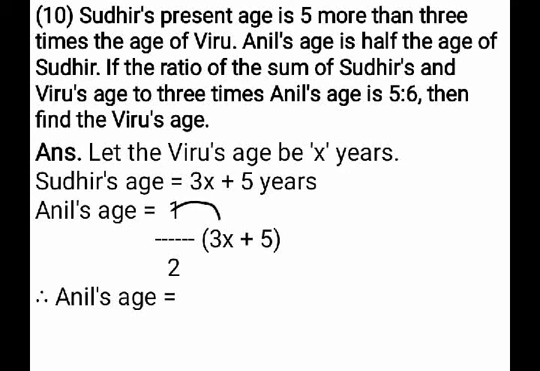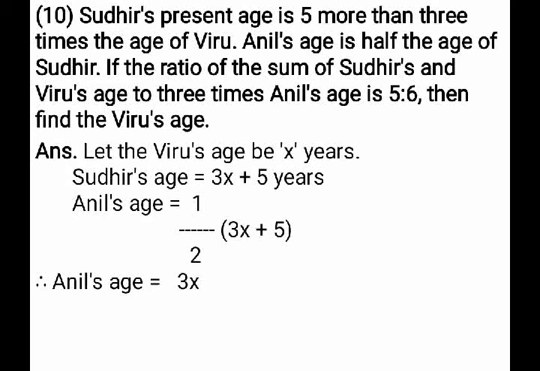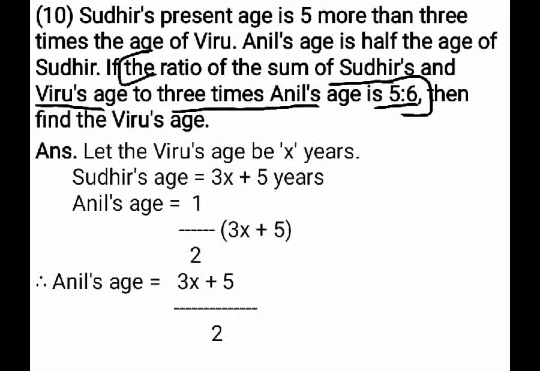1 into 3x is 3x, plus 1 into 5 is 5. That is, on numerator is (3x + 5) upon 2. So, this is Anil's age. The ratio of the sum of Sudhir's and Viru's age to 3 times Anil's age is 5:6. So, the equation form will be (Viru's age + Sudhir's age) upon 3 times Anil's age is equal to 5:6.